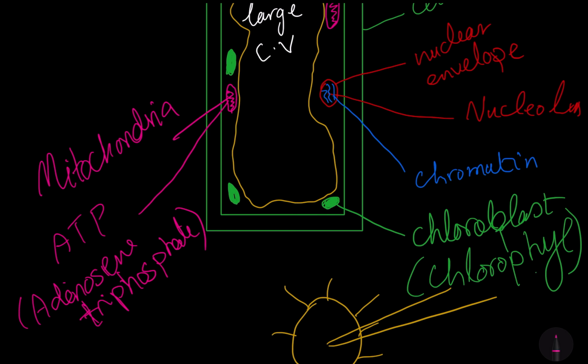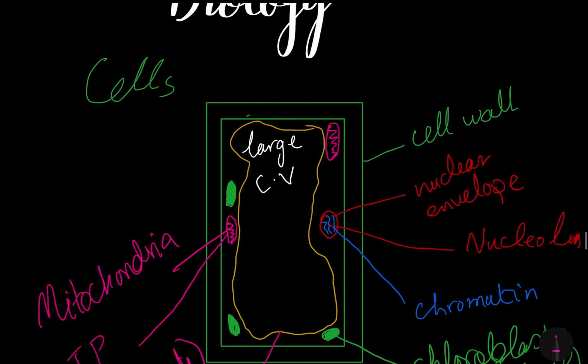The vacuole has an outer surface, which is known as the tonoplast. Then after the cell wall, this one is the cell membrane, and then we have the cell surface membrane. We can also call it a partially permeable membrane.